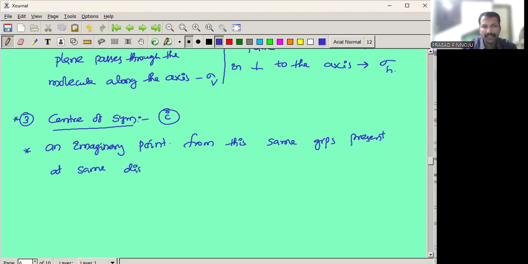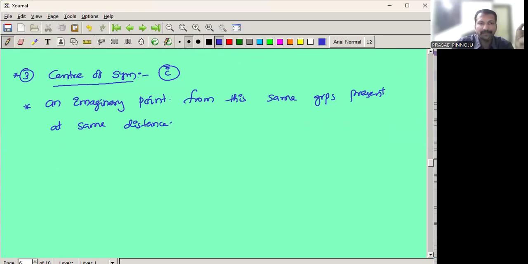Same distance, then that point is called the center of symmetry. Okay, if the same atoms are present at the same distances, then that is called the center of symmetry. For example, O=C=O, the carbon dioxide molecule. Here there is an imaginary point at the center, on the carbon atom.